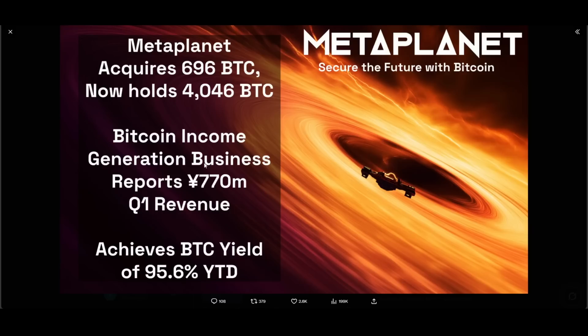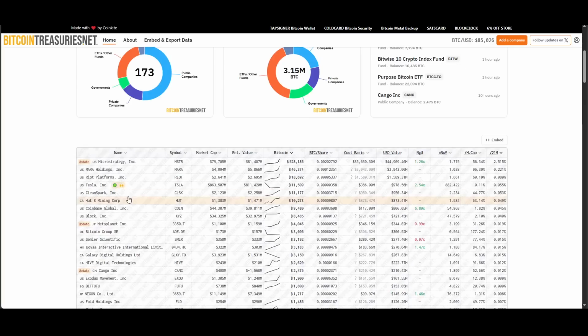Bitcoin income generation business reports 770 million yen quarter one revenue, achieves BTC yield of 95.6% year to date. MetaPlanet, secure the future with Bitcoin.